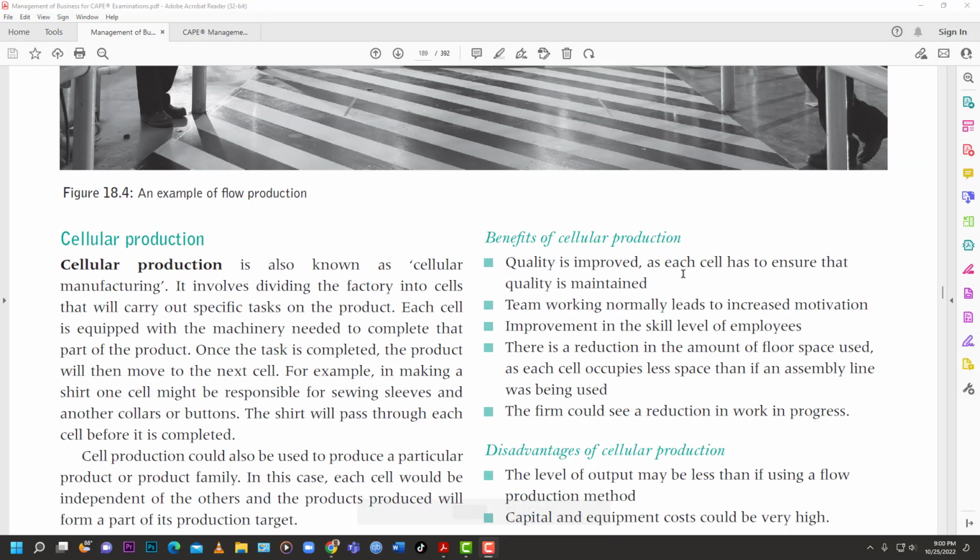Quality is improved as each cell has to ensure that the quality is maintained. So every cell will look at the product and say, okay, maybe they might have missed something in the previous cell. Let's ensure that this doesn't happen again. You go back, have them sort it out. So you can inspect at every cell, and that can improve overall quality. Teamwork normally leads to increased motivation and improvement in the skill level of employees. There's a reduction in the amount of floor space used as each cell occupies less space than if an assembly line was being used. The firm could see a reduction in work in progress.